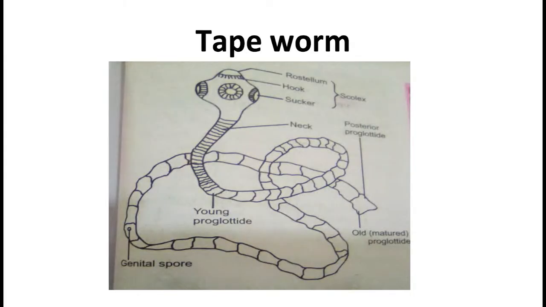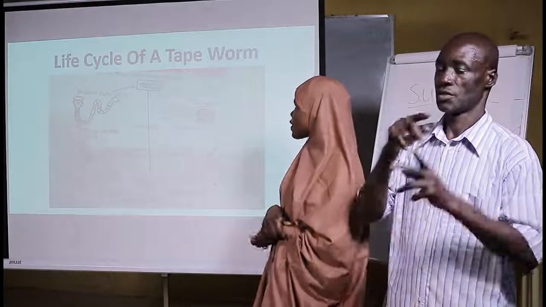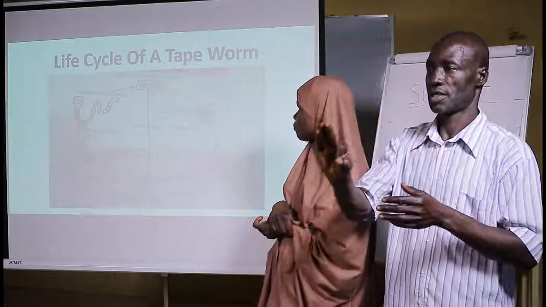So my learners, as you can see, for those of you that are watching, this is a diagram showing you a tapeworm. The upper side, that is the scolex, includes the hook and the sucker, and the other side is the neck. Here is the posterior proglottid and the mature proglottid. Now we are going to look at the life cycle of a tapeworm.